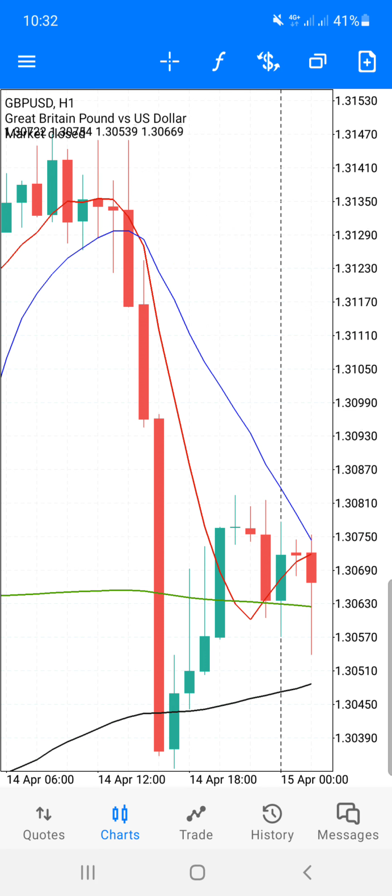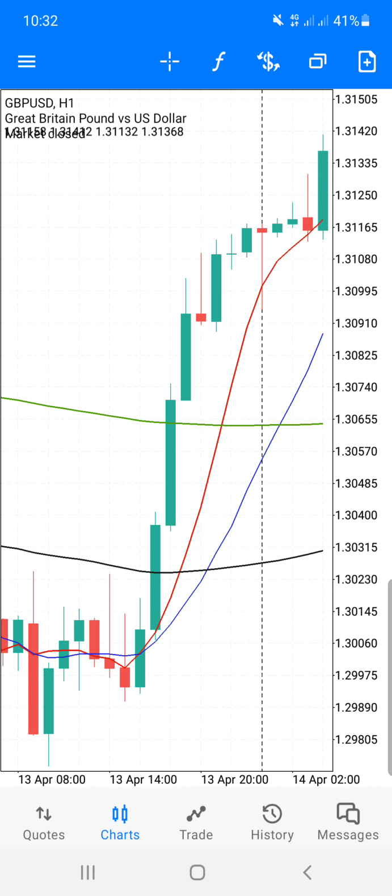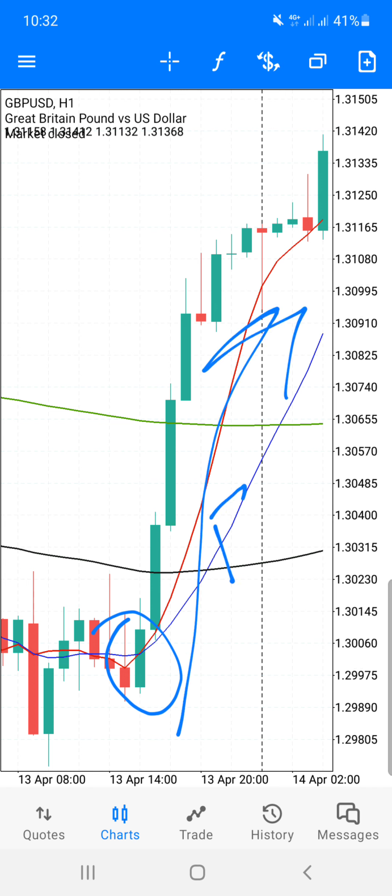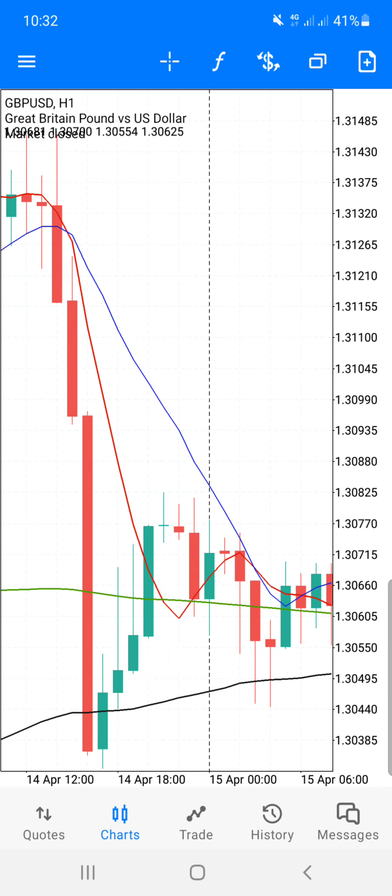You understand? So this is what indicators do for you. See this one. Immediately the red crossed the blue moving average from down to up. The market went up and bought. Buy signal. You understand? So that's also the significance of both the red and the blue indicator moving averages.